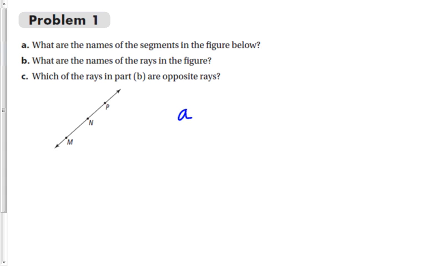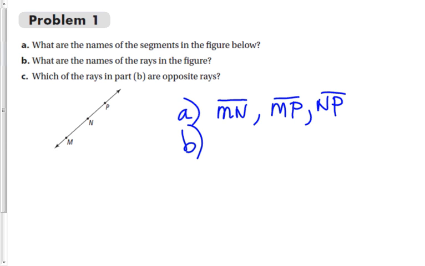All right, so A, the names of the segments, there's a few of them. We can name segment MN, and a segment has no arrows on top, so it will look like that. Segment MP. B, the names of the rays. There's more rays than there are segments because the ray has an endpoint and a direction. So we can start by doing MN, that's a ray. MP is a different ray. Actually, those two represent the same ray because they have the same direction and the same endpoint. So we really don't need to name those two different ways, but it's two different ways to name the same ray. We could go the other way then and do PN or PM.